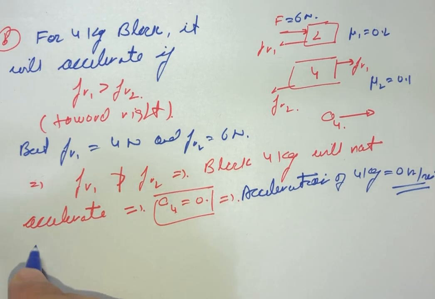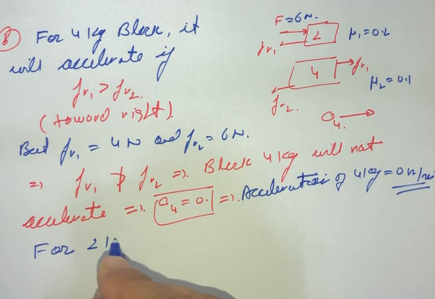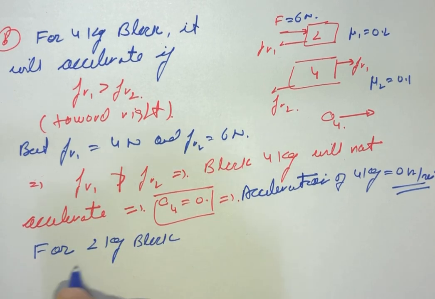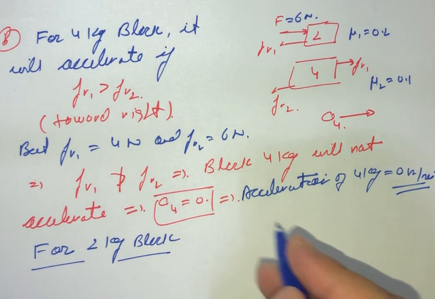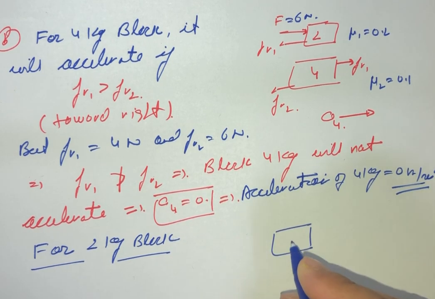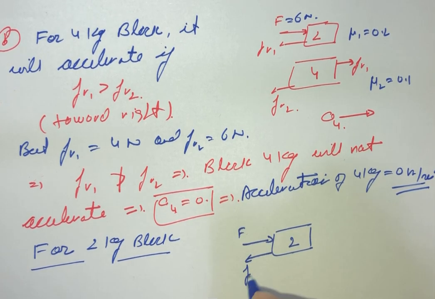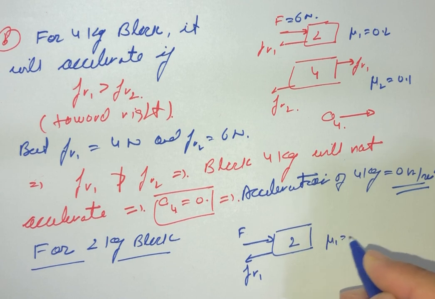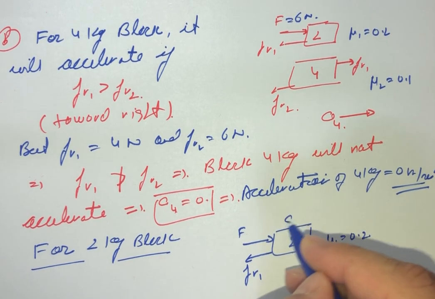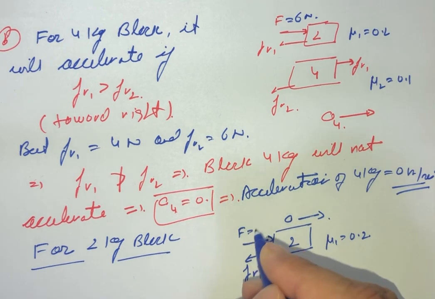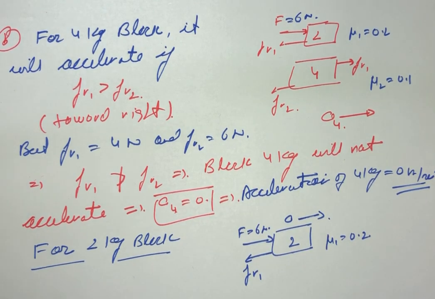You can say that for the 2 kg block, so this is our 2 kg block, force F, and we have a FR1. Here mu1 is 0.2, and let us say it is having acceleration A in this direction. Force is 6 Newton. So obviously the F has to be greater than FR1, which is true because FR1 is 4 and applied force is 6. So it is going to accelerate.